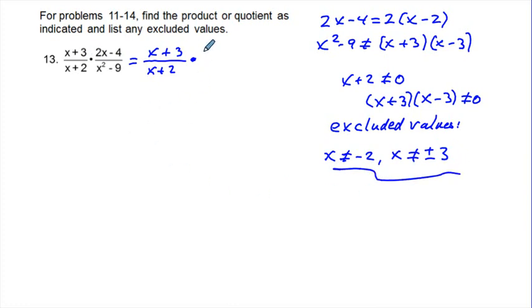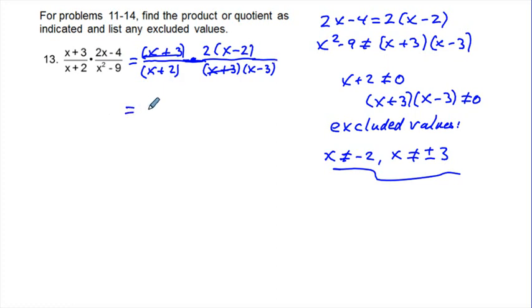Now let's go ahead and rewrite this up here. For the second fraction, we have 2 times quantity x minus 2 over x plus 3 times x minus 3. And then we can bridge our fractions and parenthesize what we need to, and cancel where we can. Well, I see x plus 3 over x plus 3 canceling, but I don't see anything else to cancel here.